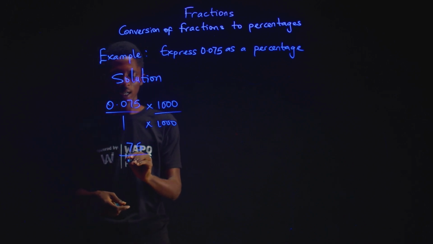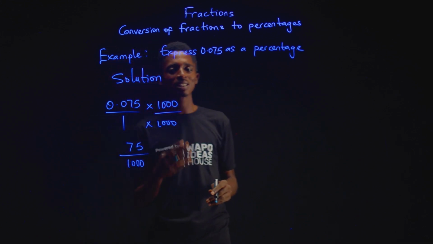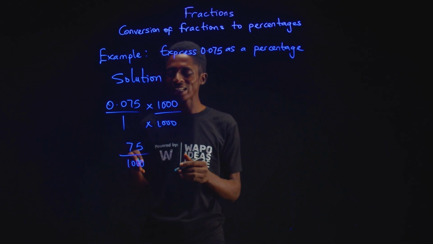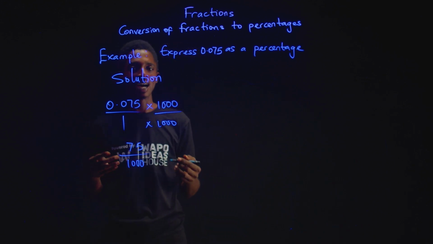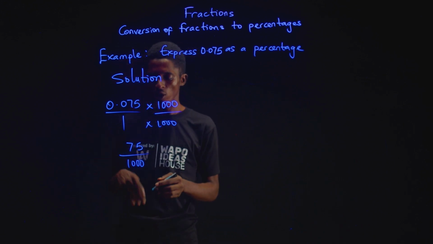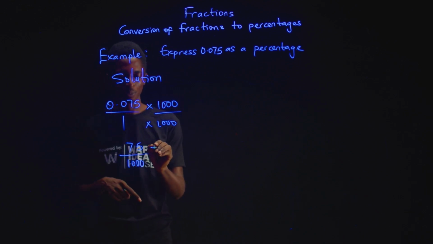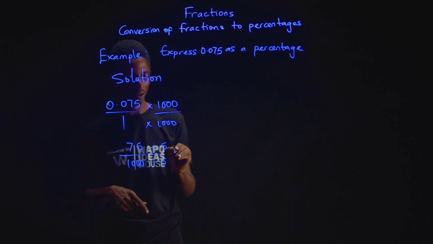This would bring us to 75 over 1000. To make this work simpler, you can then bring this fraction into its simplest form. Or you just go ahead and convert it straight up. So if I were to bring this to its simpler form, I would divide first by 5. So divide this by 5 and the 1000 by 5.